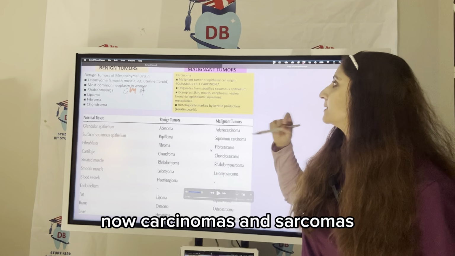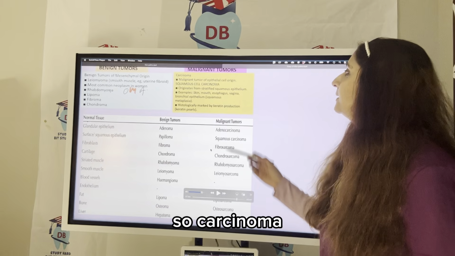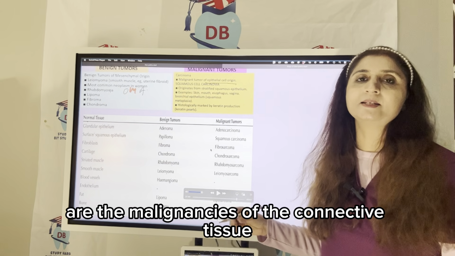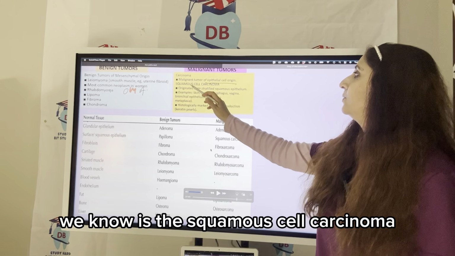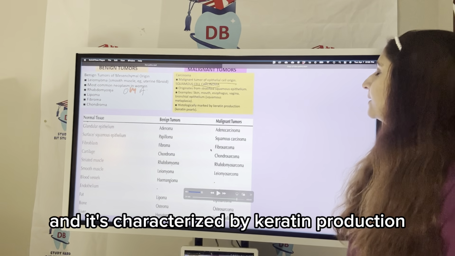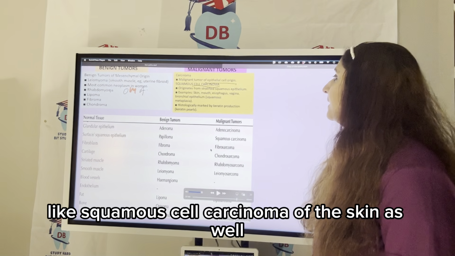Now carcinomas and sarcomas, they are the malignant tumors. So carcinomas are the malignant tumors of epithelial origin, while sarcomas are the malignancies of the connective tissue or the mesenchyme. The most common carcinoma we know is the squamous cell carcinoma, like of the oral cavity, and it's characterized by keratin production or keratin pearls, like squamous cell carcinoma of the skin as well.